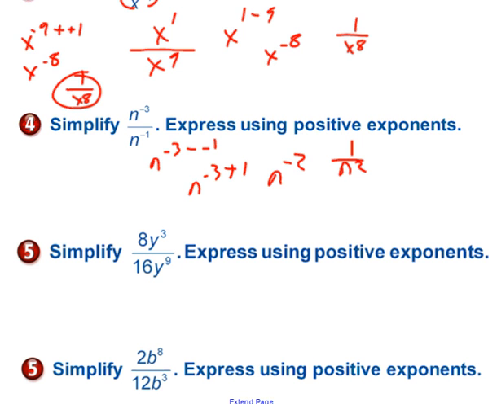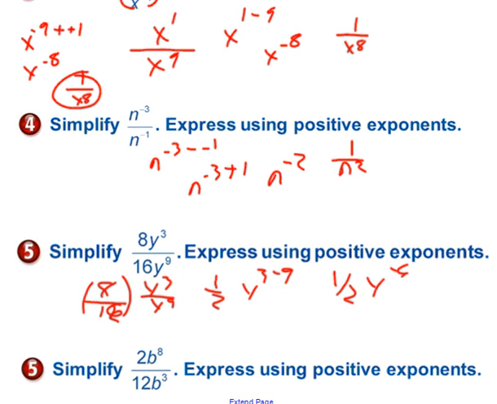8y to the 3rd divided by 16y to the 9th. I'm going to separate out the 8 and the 16, and I'm going to say 8 divided by 16 times y to the 3rd over y to the 9th. All right, 8 over 16 is 1/2. Y to the 3 minus 9 becomes, and it's 1/2 still, times y to the negative 6, or 1/2 times 1 over y to the 6th, which would be 1 over 2y to the 6th.